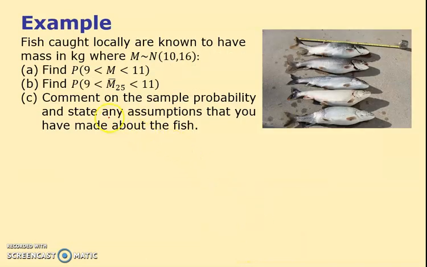So let's look at this question. Fish caught locally are known to have mass in kilograms. It's normally distributed, and its mean is 10 and its sigma squared is 16, or put a different way, sigma equals 4. Find the probability that the mass of a randomly selected fish is between 9 and 11.